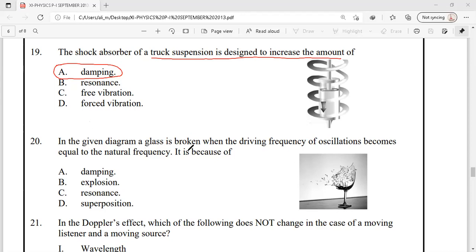In question number 20, we have a diagram of a broken glass when the driving frequency of the oscillator becomes equal to the natural frequency, and this phenomenon is known as resonance. The molecules of the glass are vibrating with their natural frequency. If a forced oscillator produces a wave or sound of the same frequency, the resonance effect occurs, and the molecules or atoms of the glass start vibrating with greater amplitude that eventually will break the glass. So option C is the right answer.